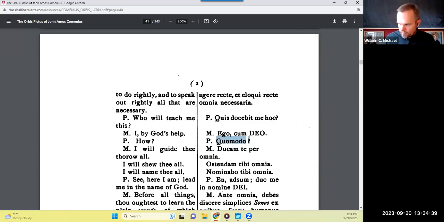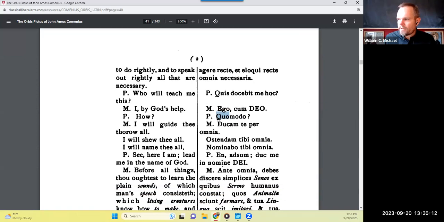We see another one of these Q question words, quo modo. Quo modo. And we see it translated how, which is kind of a funky translation. Quo modo, it's really a combination of two words, quo and modo. And what it means is in what way? Quo modo, in what way will you do this? So it's translated how, which means the same thing. But I want you to see that in the Latin, it's in what way? How will you teach me these things?